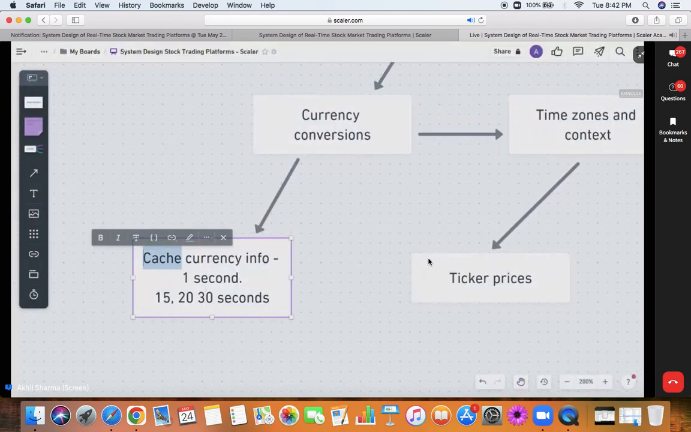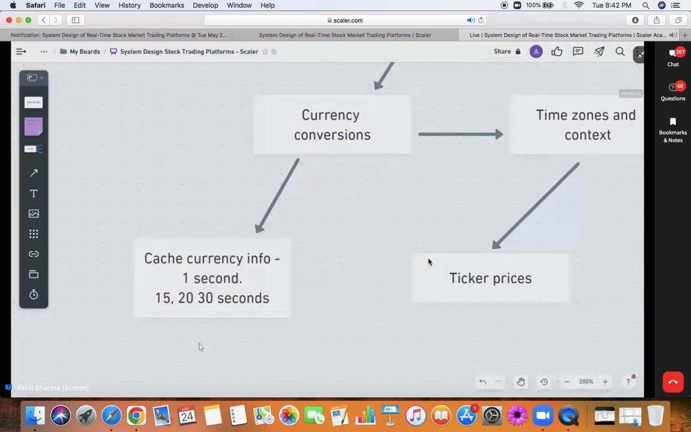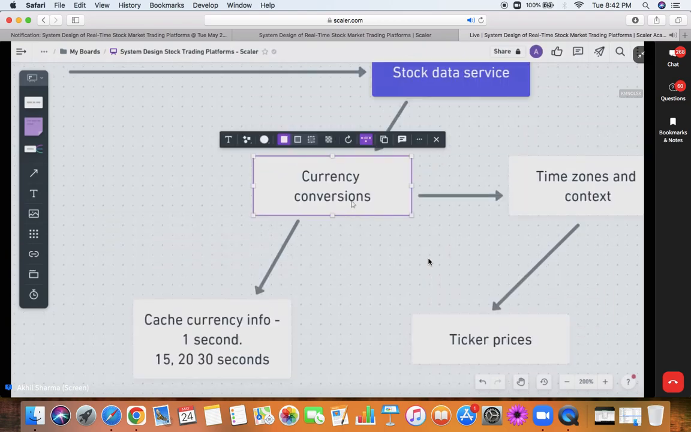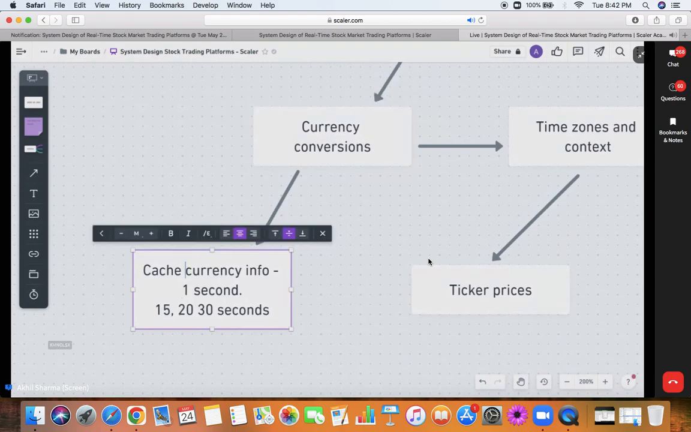Okay. And now, why do you want to cache this information? I have explained to you what a cache is. Cache is like a temporary storage, memory storage. But why would you want to store information? When you're working with an external API like a currency conversion API, caching helps you save money.